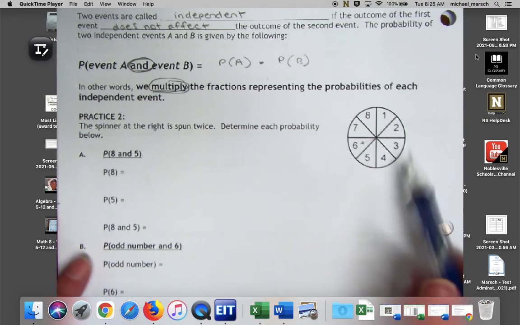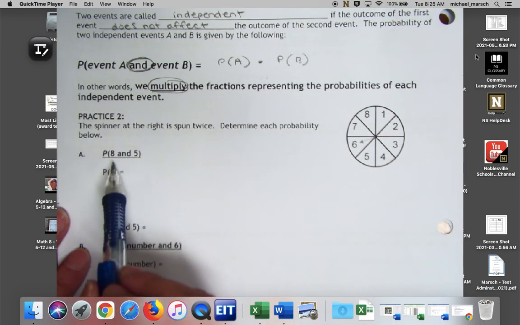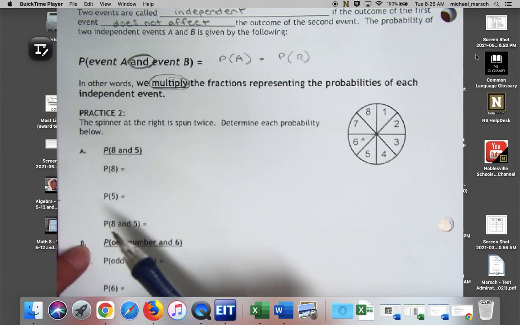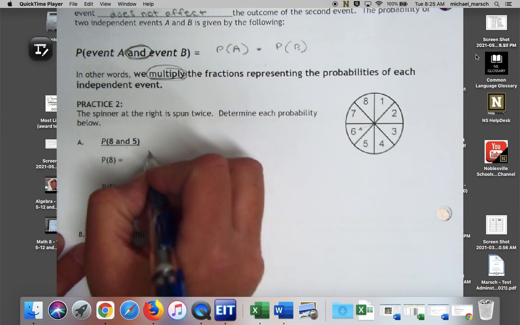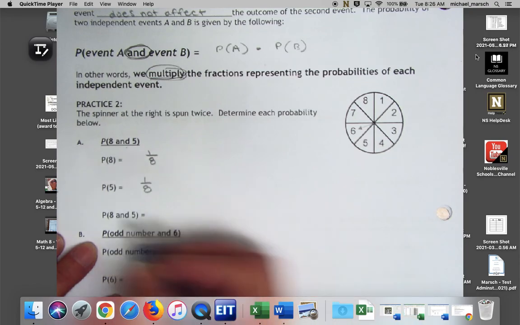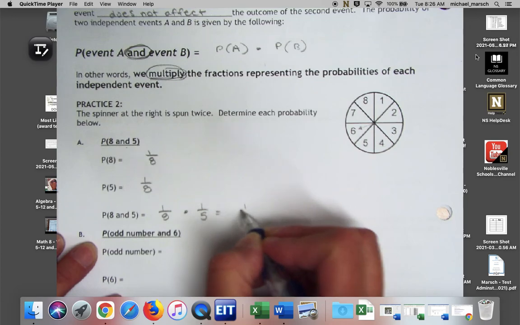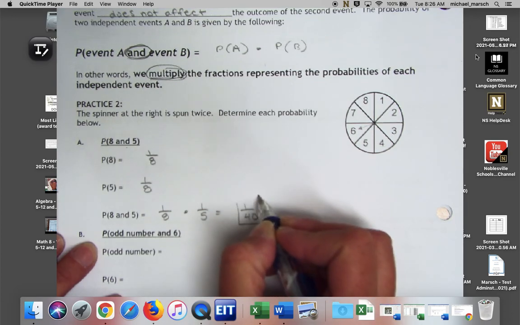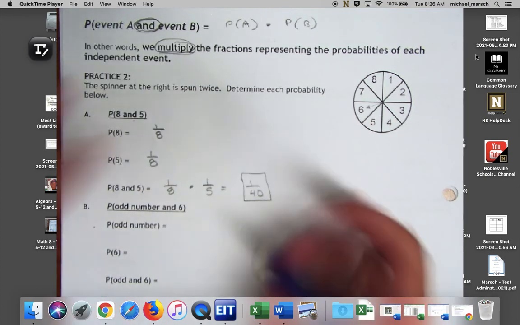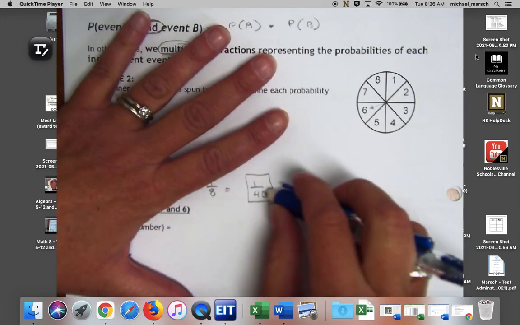So we have a spinner here. This is pretty exciting. It's spun twice. Determine each probability below. So what's the probability of getting an 8 and a 5? So 2 times, right? So probability of 8, 1/8. Probability of a 5, 1/8. Probability of an 8 and then a 5, I multiply them, and I get a 1 in 40 chance that that would be the exact spins I would get. 1 out of 40. Oh, excuse me, 40. Why did I put a 5 here? Oh, because it says 5. 1 out of 64 chance.